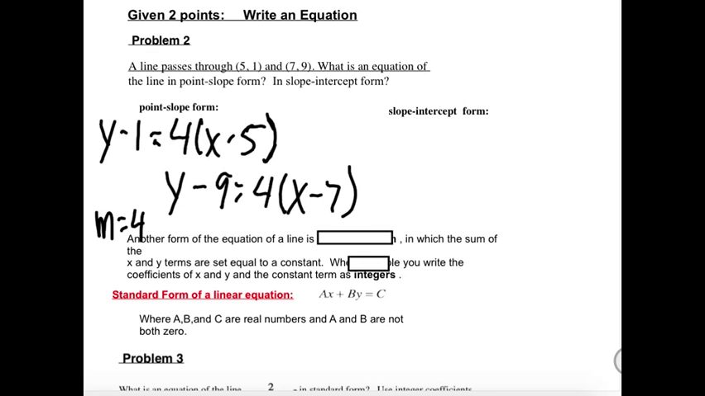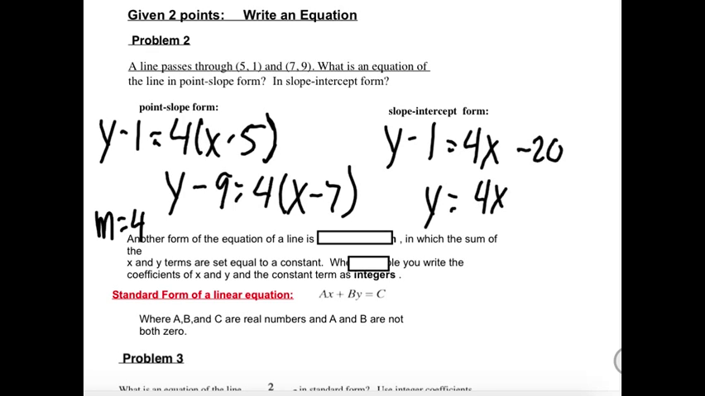Like I said, we'll get the same place. I'm only going to do the top one, but if you want to do the bottom one just to check, go for it. So to change it like we did last time, we're going to distribute that 4. So we get 4x minus 20, add the 1, y equals 4x minus 19.